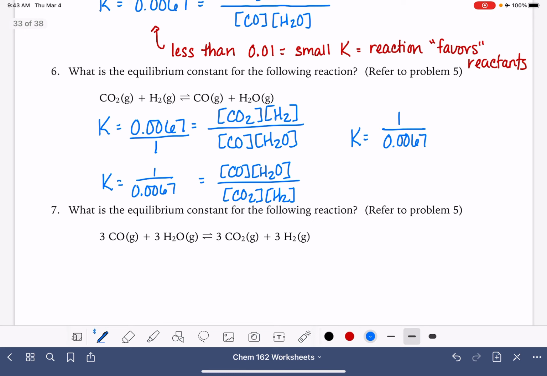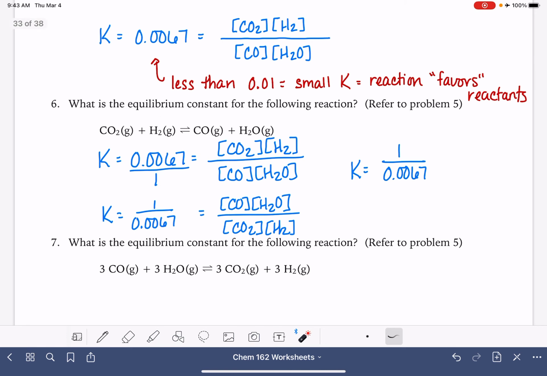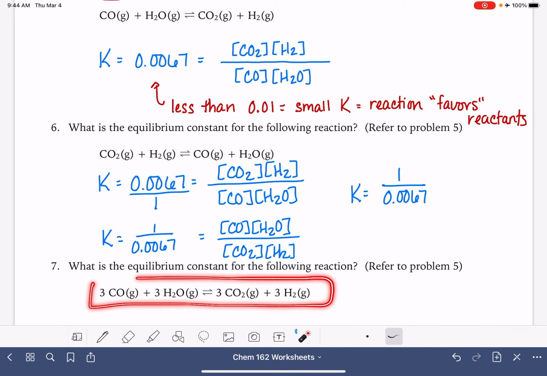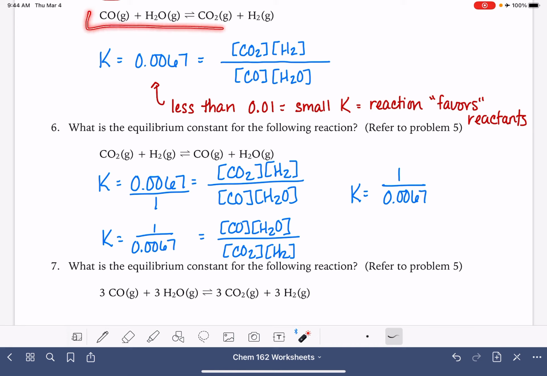And then here is one more pretty similar problem. What is the equilibrium constant for the following reaction right here? So again, we want to take a look at the relationship between this equation and the equation that is in problem number 5, which is right here up at the top. These substances are in the same order, so our reactants are still reactants and our products are still products, but we have changed the stoichiometric coefficient, so everything has been multiplied by 3.